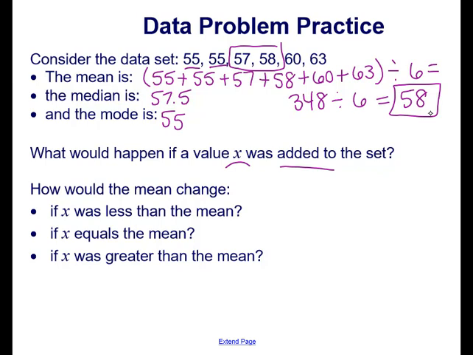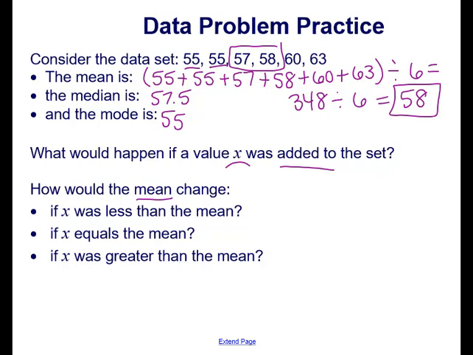We have 55, 55, 57, 58, 60, and 63. So the mean is one of the numbers, 58, and then it's higher than 3 of the values, but lower than 2 of the values. So think, how would the mean change if x was less than the mean? What if x equals the mean? And what if x was greater than the mean?